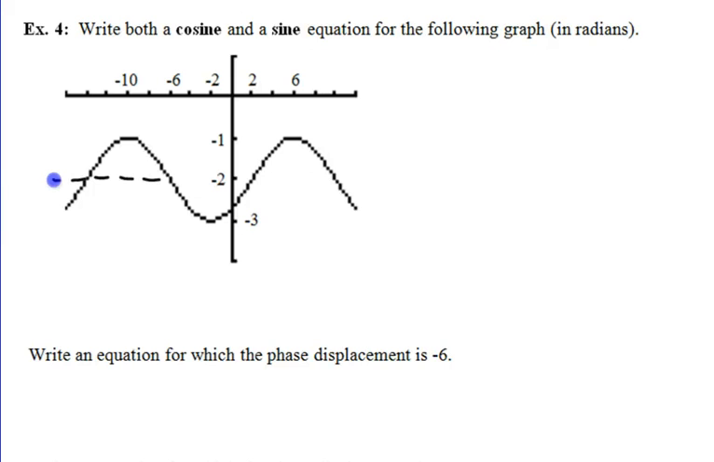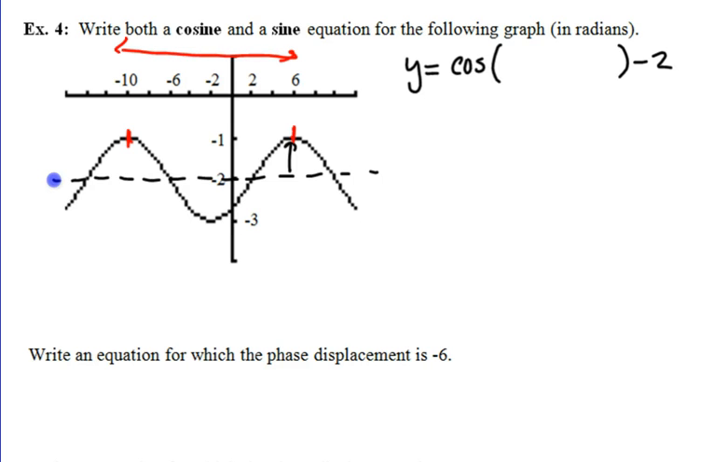It looks like my sinusoidal axis is at -2. My amplitude is 1. So I've got y is equal to 1 cosine of, put all this stuff in the middle, -2. My cosine cycle would be from here to here. It looks like the period here is 16. So the period is equal to 2 pi over b, or the b is equal to 2 pi over 16, which is pi over 8. So pi over 8 goes in here.